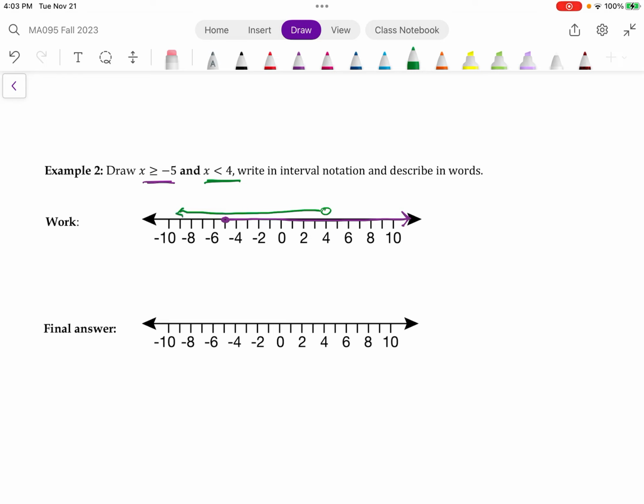All right, so where does and happen? So and happens where they both are true. So stop the video and think about, where are they both true?